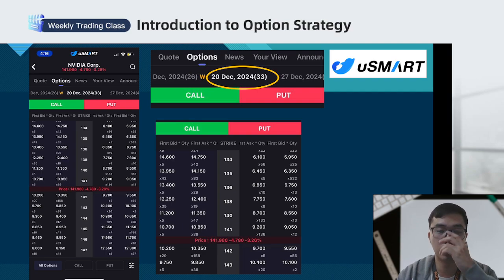So after we pick an expiry date, we look down, and there is information about the strike price. We must look at the strike price.